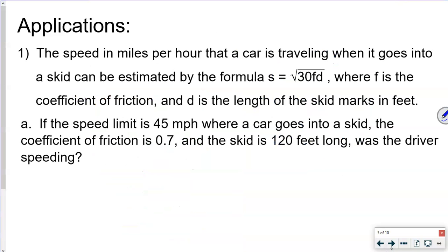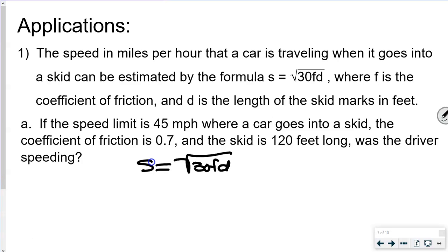All right, so here's our application problem, or word problem. The speed in miles per hour that a car is traveling when it goes into a skid can be estimated by the formula S equals square root of 30FD, where F is the coefficient of friction and D is the length of the skid marks in feet. So I'm going to go ahead and rewrite that formula for us. S equals the square root of 30FD.